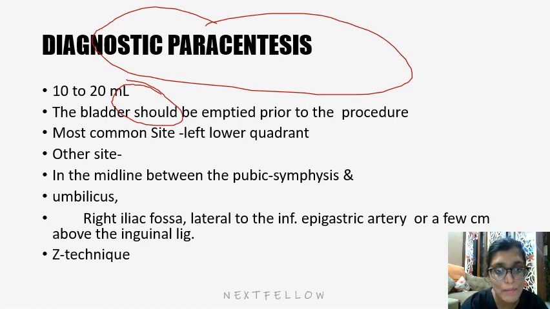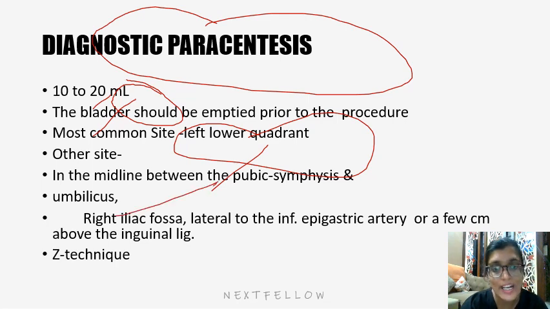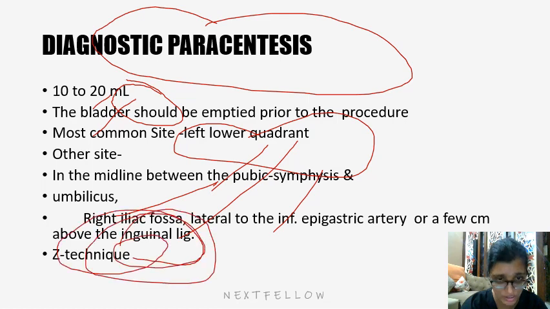So for diagnostic paracentesis, the fluid is around 10 to 20 ml. The bladder should be emptied prior to the procedure. The most common site is the left lower quadrant. Other sites are in the midline between the pubic symphysis and the umbilicus, the right iliac fossa, lateral to the inferior epigastric artery, or a few centimeters above the inguinal ligament.